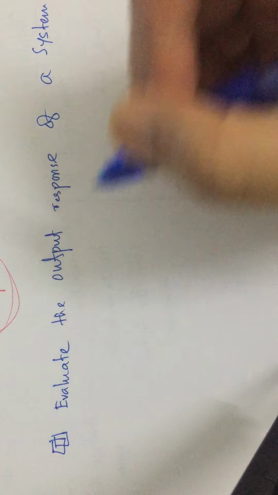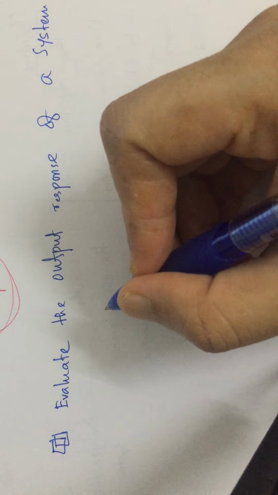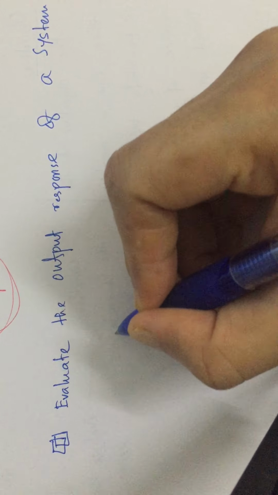In order to evaluate the output response of a system, we have two methods. One is the differential equation, and the other is the ILT, the inverse Laplace transform. Last time in chapter 2, we basically applied the inverse Laplace transform. Here also we will do the same thing. We will also apply the inverse Laplace transform. That's all.